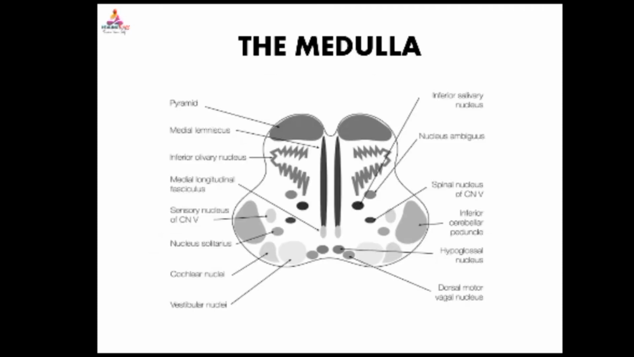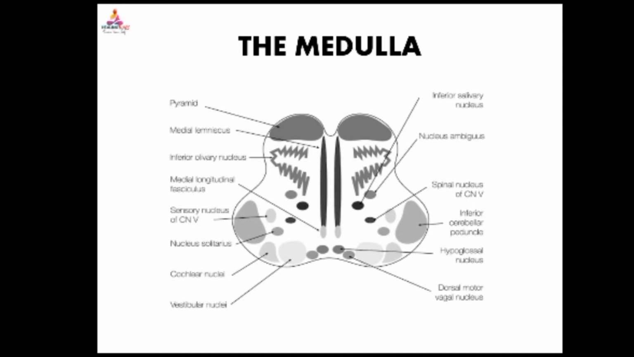Next part is the medulla. The medulla oblongata is the lower part of the brainstem and it continues inferiorly with the spinal cord at the foramen magnum. On the ventral aspect of the medulla, there are two pyramid-shaped elevations, one on either side of the median plane, called pyramids. These elevations are produced by the descending fibers of the corticospinal tracts involved in the conscious control of skeletal muscles.